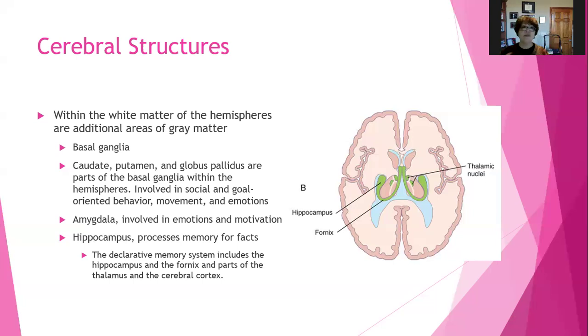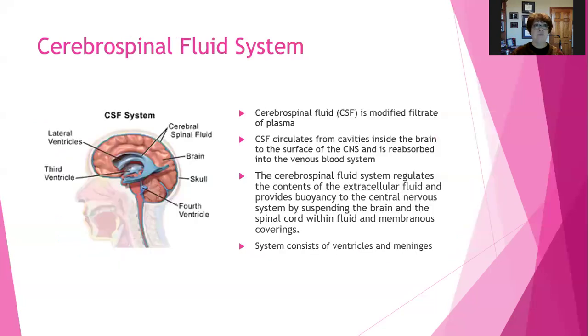So memory is processed all over the brain. Sensory memory, motor memory, declarative memory, and we'll talk about the different types of memory.